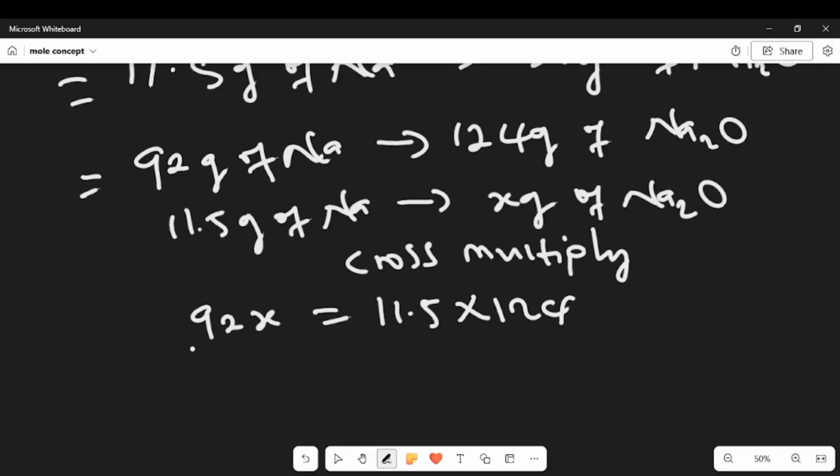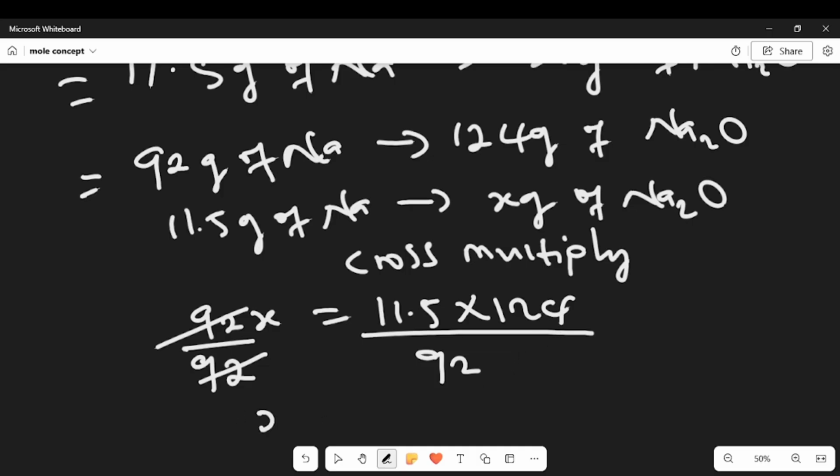Now the next thing to do is to divide both sides by the coefficient of X, which is 92. Do you understand? You've multiplied and you got 92 and 124. The next thing you did was to cross multiply. And the next thing to do is to divide both sides by the coefficient of X, which is 92. So after your division, you will have 15.5 grams. Is that okay?